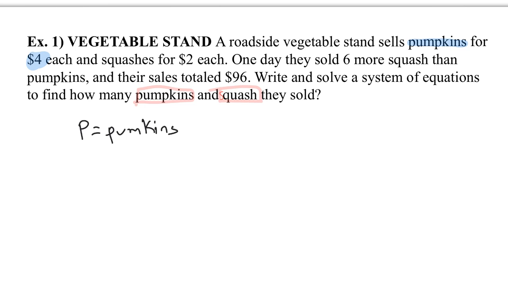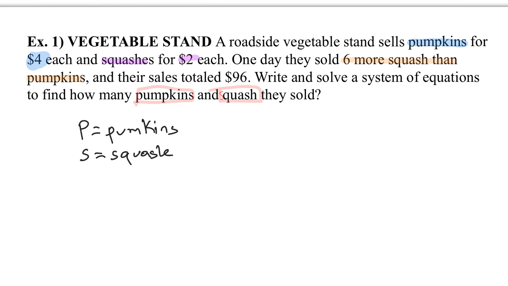Now, squashes. Squashes are $2. You can see the price in there. And I'm going to use S for squashes. I want to use a system, and I need variables. So S is going to represent squashes. Now, something that they do mention is one day they sold 6 more squashes than pumpkins. So we have to understand what that means. So let me just highlight what this is. 6 more, let me get the highlighter. 6 more squashes than pumpkins.